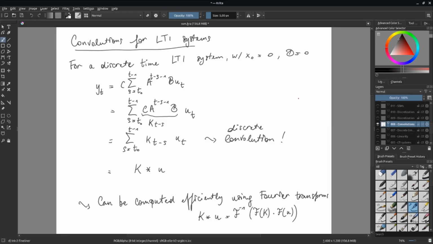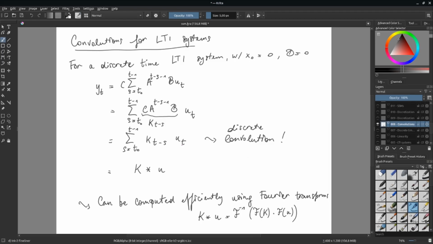For example, let's say I have just a simple LTI system with x0 equals 0 and the D matrix also equals 0. Then my output signal y of t is simply this thing here, and again it looks like a convolution. If I bring the C matrix back inside, and then have C times A to the power t minus s minus 1 times B times u of s, I can write this as K of t minus s, and lo and behold, this is a discrete convolution. The main trick here is that, at least if you assume that u of t is one-dimensional, you can compute this very easily using a Fourier transform.